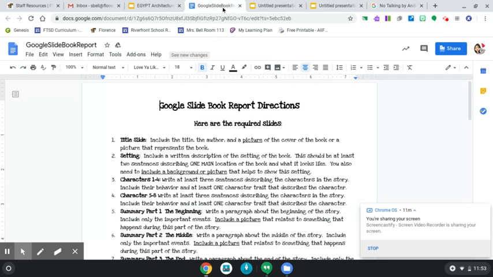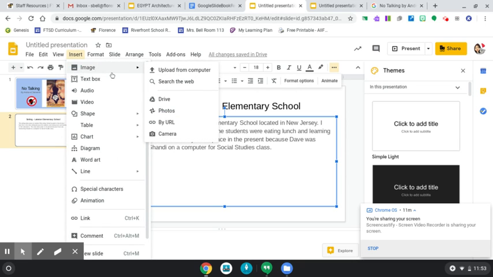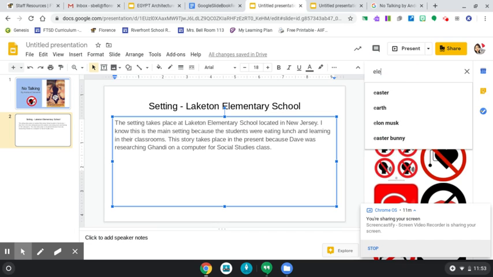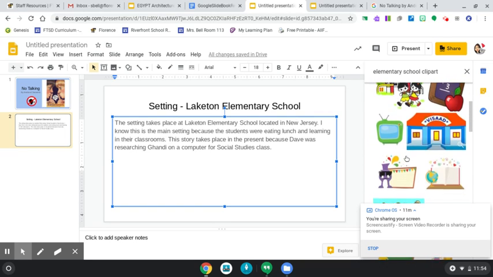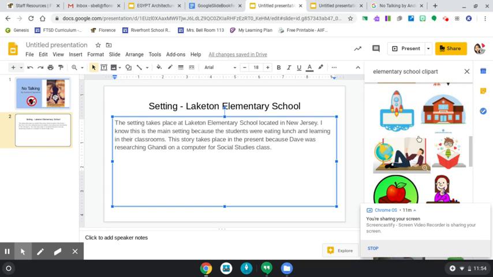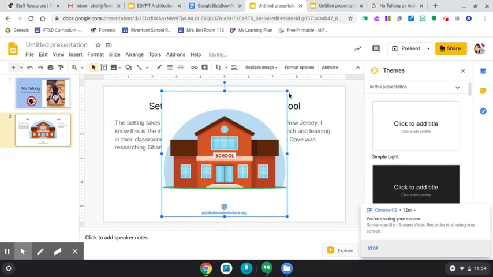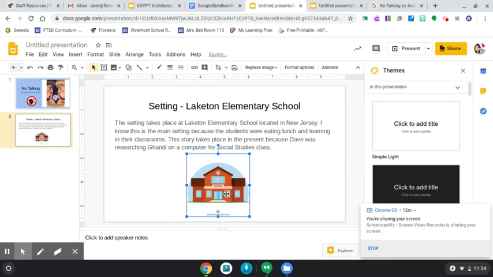Now, if I go back to my directions, I also need to include a background or a picture that helps to show this setting. So, I'm actually going to find a picture of an elementary school. But I'm not just going to type in elementary school because I'm going to get a bunch of random elementary schools throughout the country. I'm going to put clip art so that I get a nice, cute little image, and I'm going to pick one. This is a good one. Double click. We're going to shrink that down a little bit, and I'm going to put it as centered as I can.